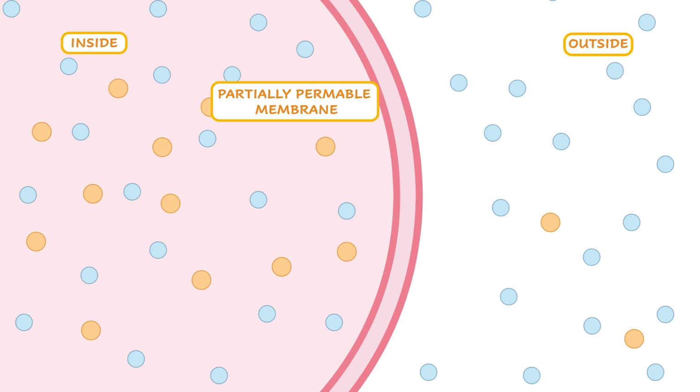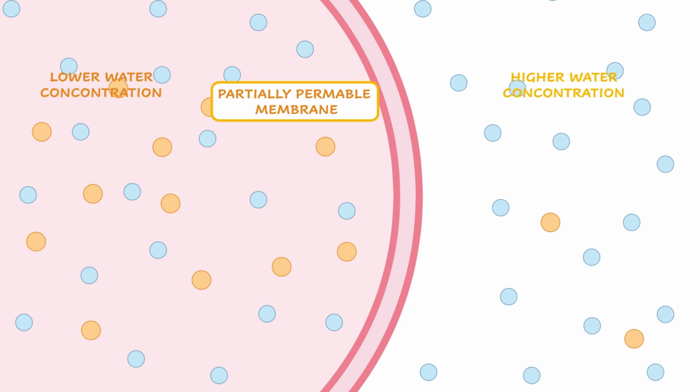In this scenario, the external environment has a higher water concentration, while the inside of the cell has a lower water concentration. Due to this concentration difference, water molecules diffuse into the cell following the concentration gradient. This process, where water moves from a region of higher to lower concentration, is what we call osmosis.